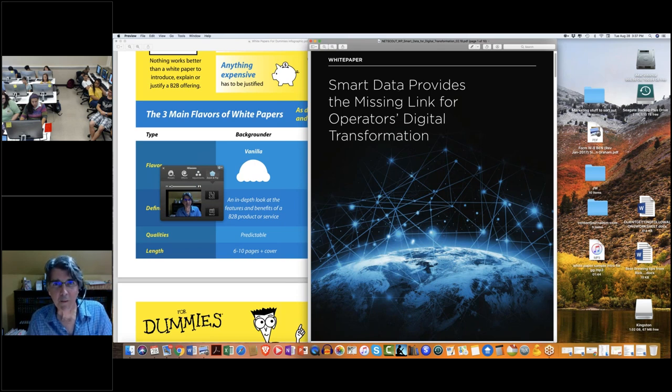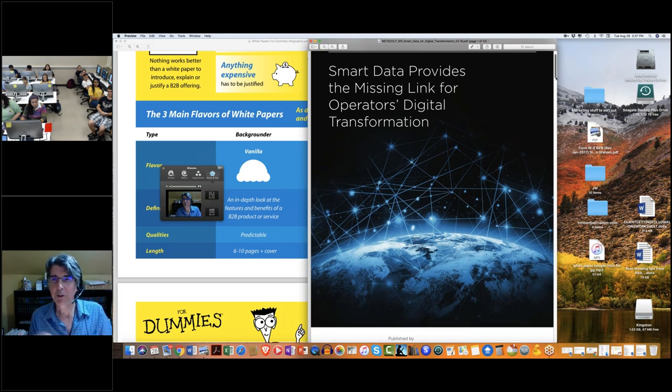So smart data must be something that they're pushing as some kind of product that provides the missing link to an operator. The thing that got me was operator. What's an operator? That could be several different things. And then digital transformation. Those are kind of fuzzy terms. So it starts off good, but about halfway through, I just got lost and had to read it a few times to know who they're trying to address and what they're trying to talk about.